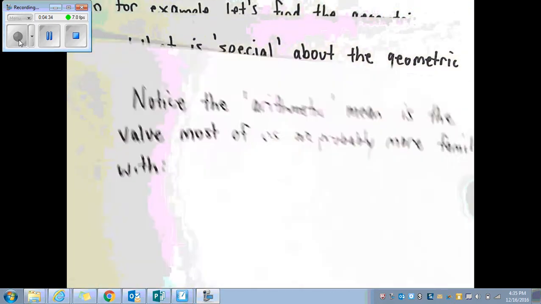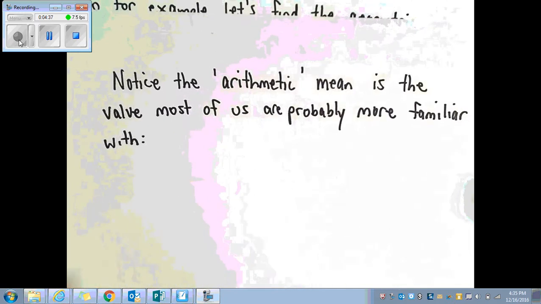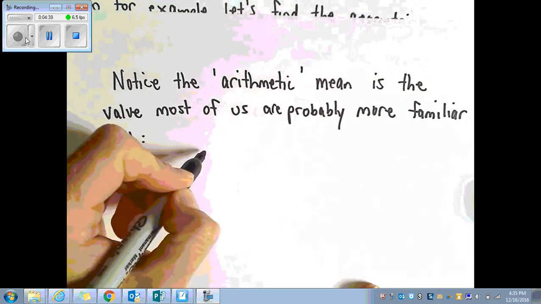So again, the arithmetic mean is the one that most of us are a little bit more used to.